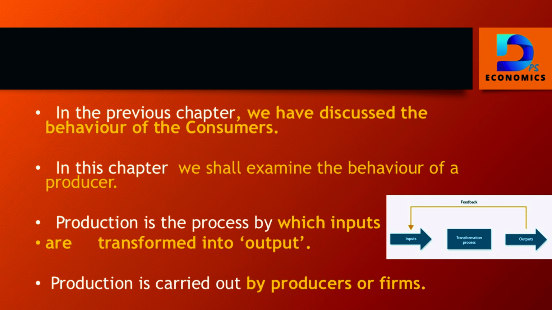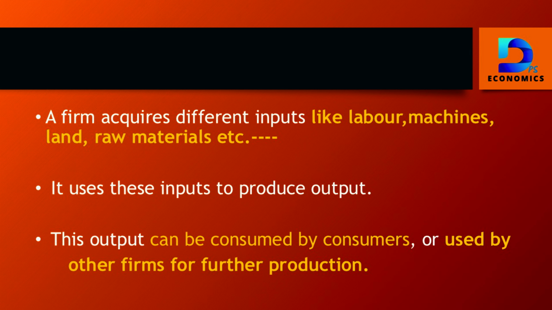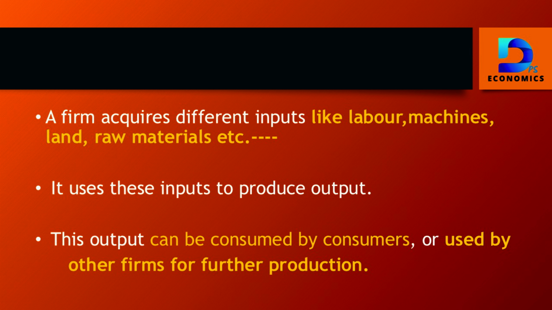Who does this job? Production is carried out by producers or firms. A firm acquires different inputs like labor, machines, land, raw materials, etc. It uses these inputs to produce output. This output can be consumed by consumers or used by other firms for further production.